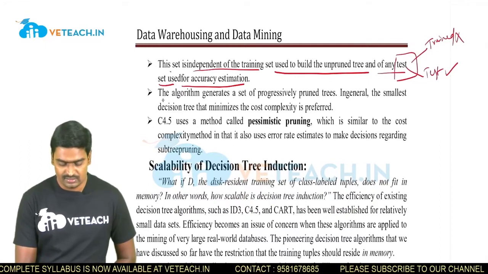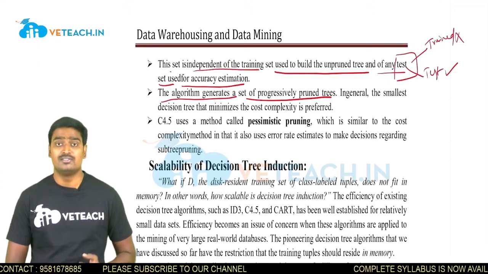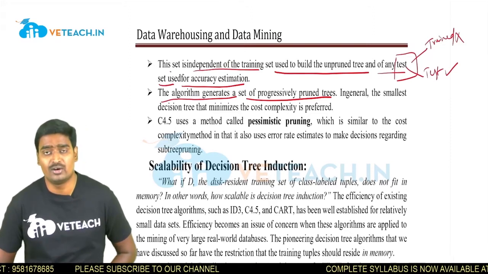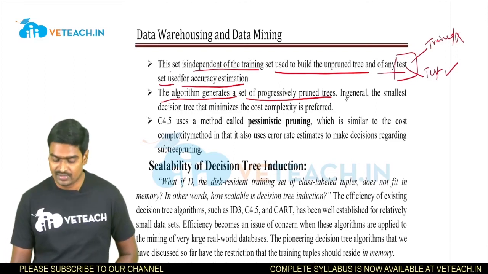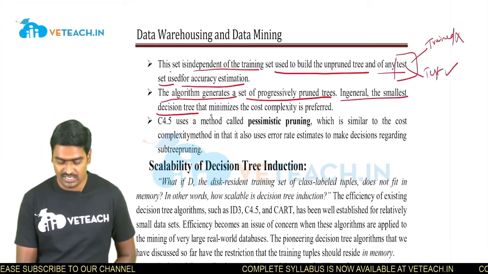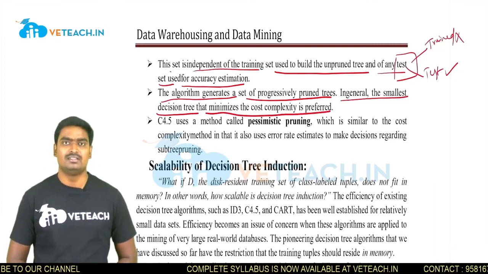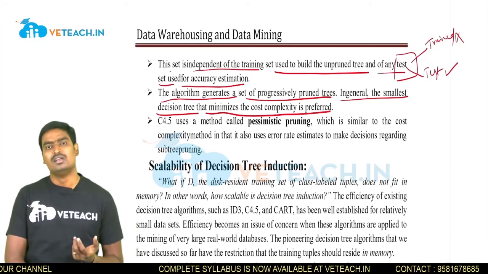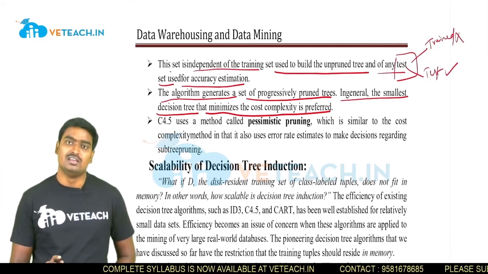So the algorithm generates a set of progressively pruned trees. Progressively pruned trees. What is the pruned tree? How to consider this pruned tree? These are the post pruned trees. And now in general, the smallest decision tree that minimizes the cost complexity is preferred. So why is the resultant tree of the post pruning preferred? That is because it minimizes the cost complexity.